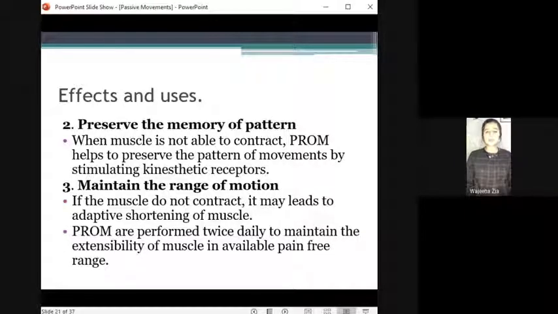The next one is maintaining the range of motion. If the muscle does not contract, it may lead to adaptive shortening of the muscle, which will lead to contracture formation. So passive movements are performed twice daily to maintain the extensibility of the muscle in the available pain-free range.